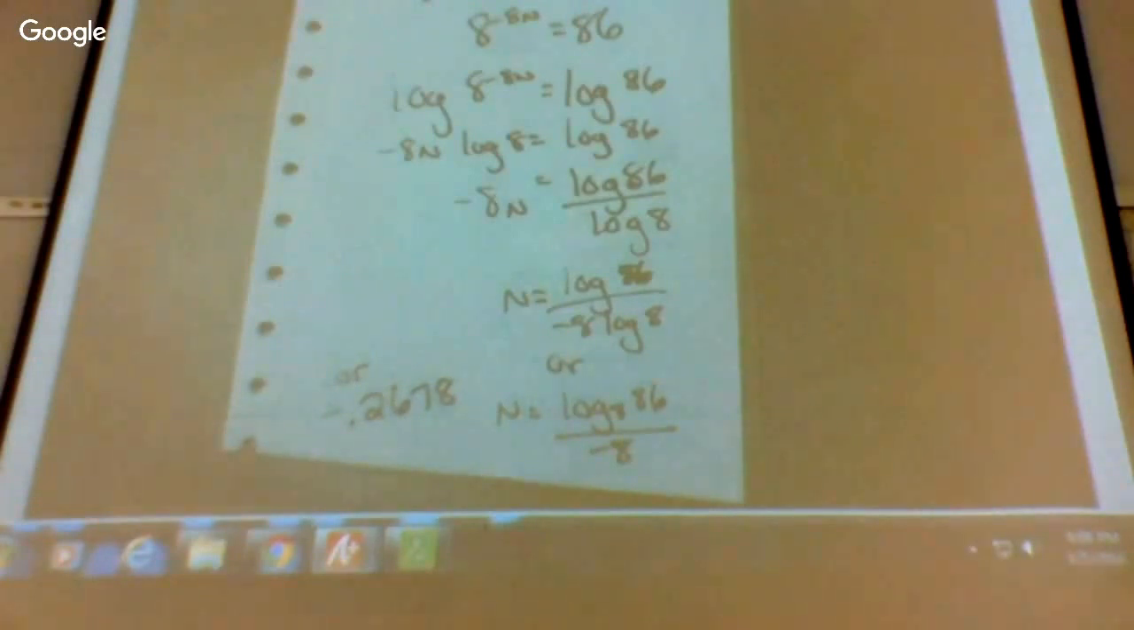I got negative 0.2675. That's what I got. It made a rounding error or something. Either one of our part, so that's fine. That's not enough to matter.